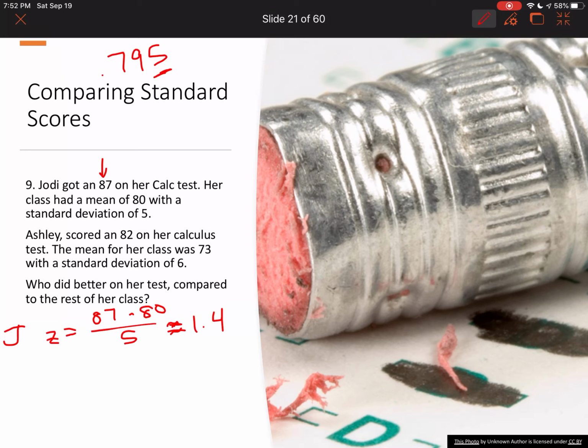So now you guys pause this and go ahead and do the same thing for Ashley. Okay, so hopefully for Ashley, you said you're going to take her score of an 82, subtract the class average, 73, and divide by the standard deviation, and she gets a 1.5. So Jody is 1.4 standard deviations above average, whereas Ashley was 1.5. So Ashley really had the better score relative to her class.